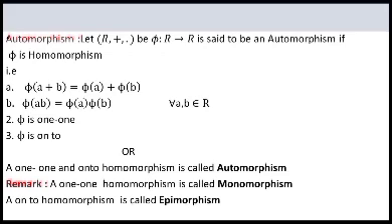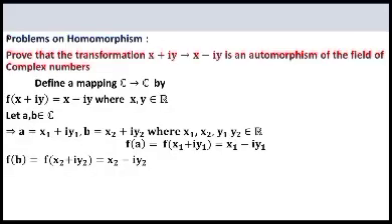Remark, a 1-1 homomorphism is called monomorphism. An onto homomorphism is called epimorphism. Next we see a few problems regarding homomorphism.